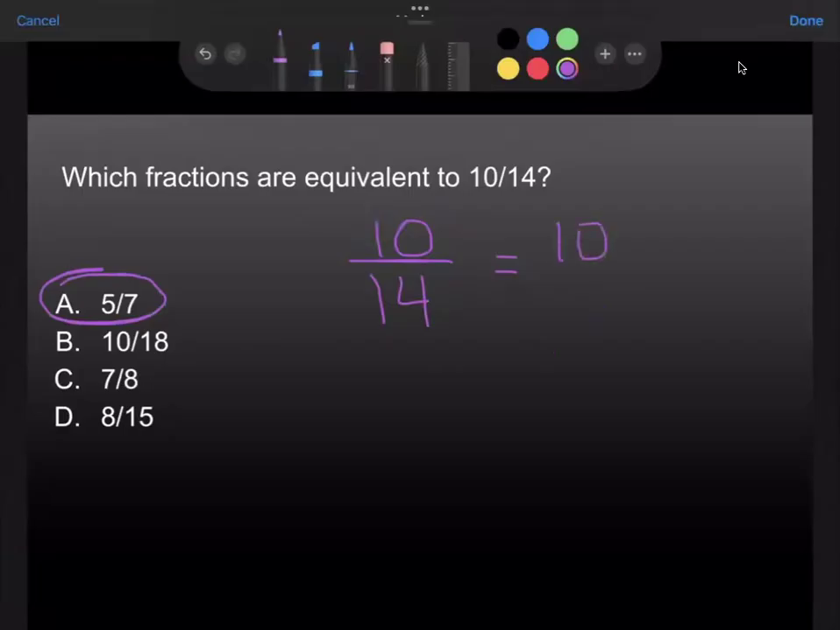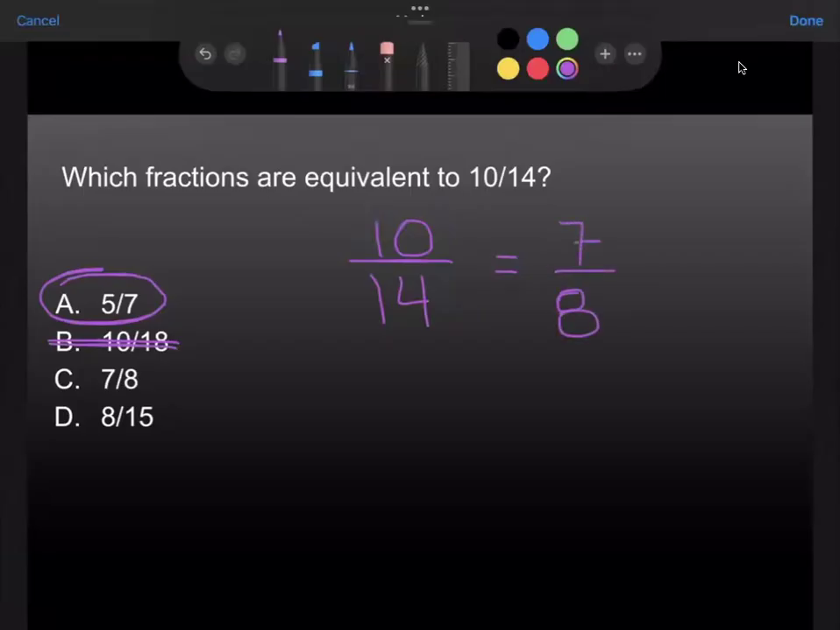So 10 over 18 is our next choice. Well, I know to go from 10 to 10, I would have to do times 1. But if I do 14 times 1, I should get 14, not 18. So that means this one is not equivalent. Okay, let me erase those. Okay, so I'm going to put 7 over 8 here.